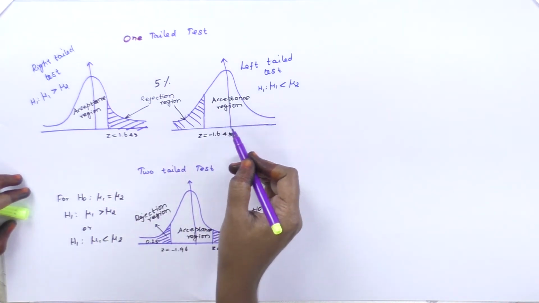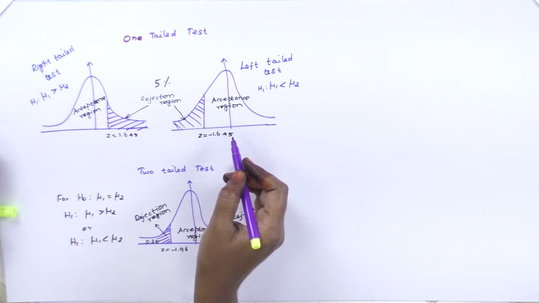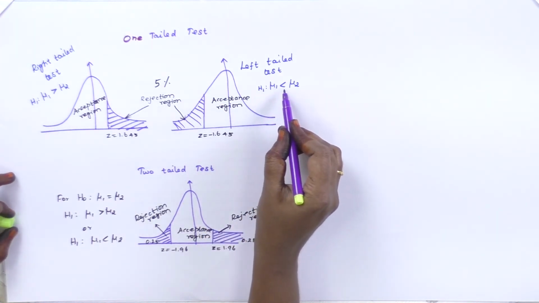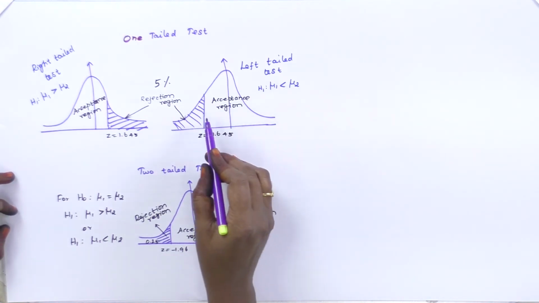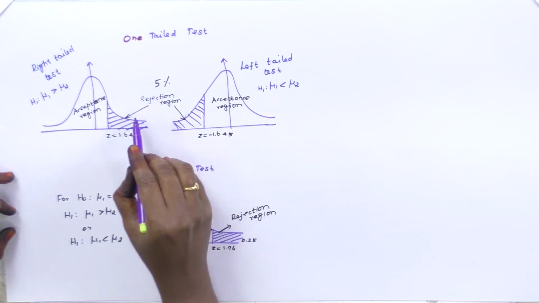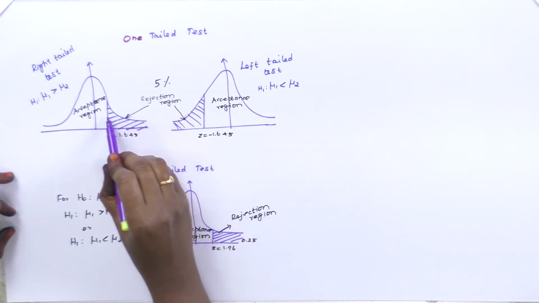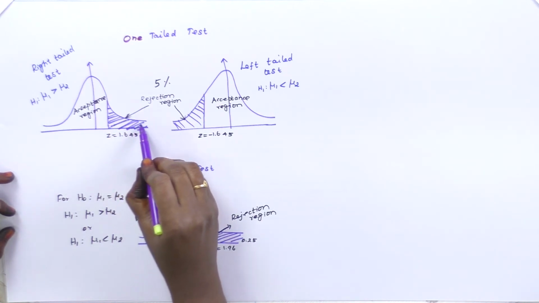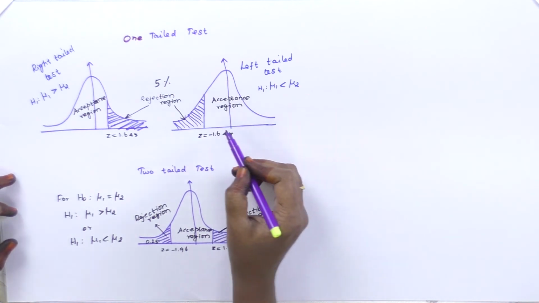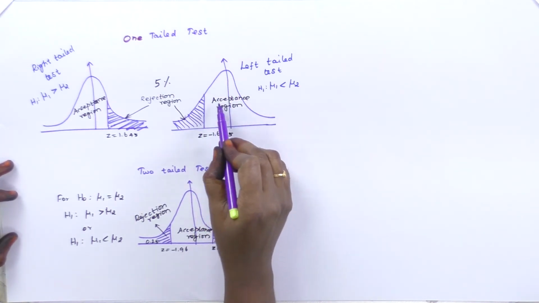Under left-tail test, the value is negative and lies on the left side of the normal curve. The alternative hypothesis here we formulate as mu1 is less than mu2. Here the z point is minus 1.645. Therefore, at 5% level, the rejection region is the shaded area. This is for right tail, this is for left tail test. This region is the acceptance region.